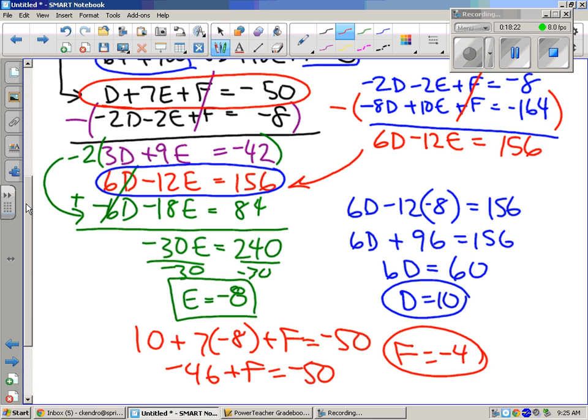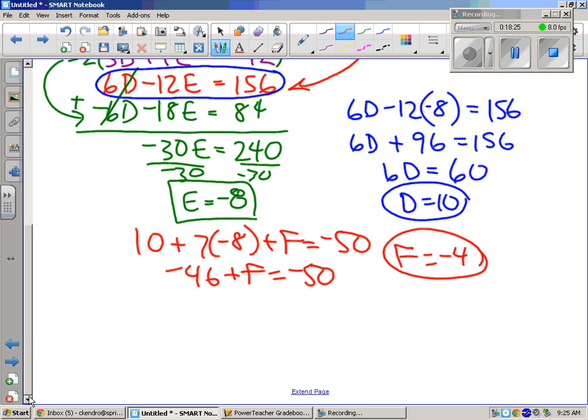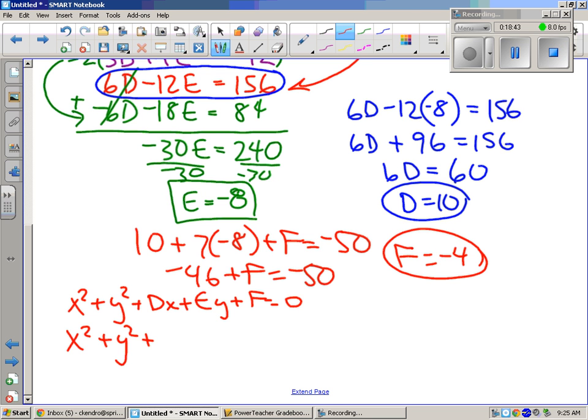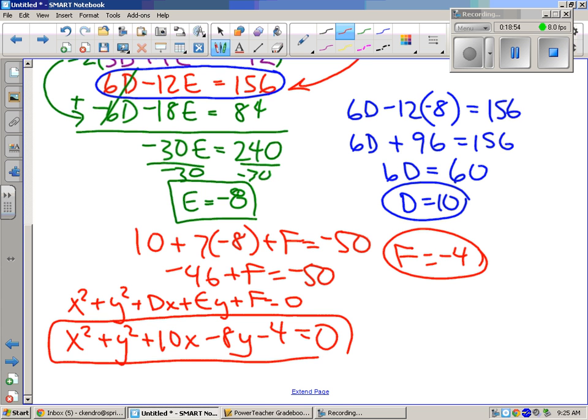Okay, we're almost done here. So the d, e, and f we just found, we're going to plug back into that very original equation, the x squared plus y squared plus dx plus ey plus f. So let's plug those in. X squared and y squared stay. The d we said was 10, so 10x. The e we said was negative 8, so negative 8y, and the f is negative 4. All right. Phew. Okay, there's the equation.